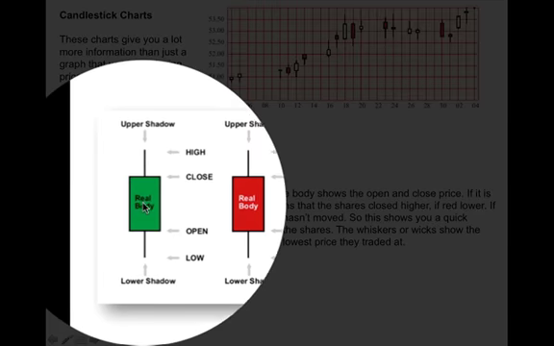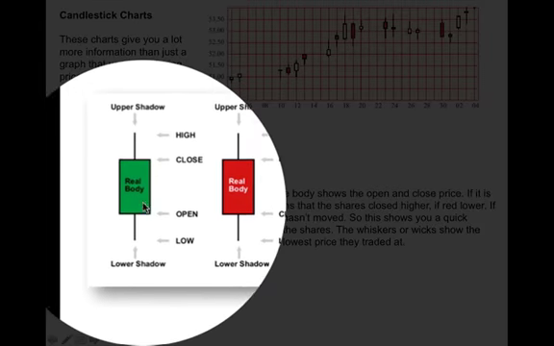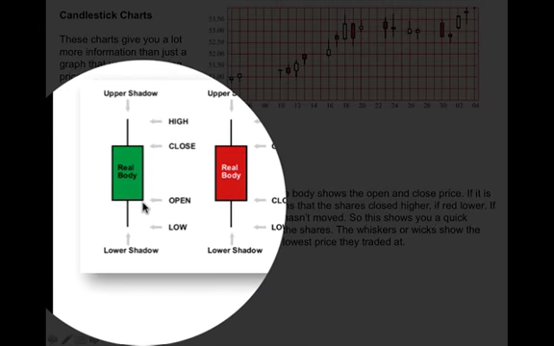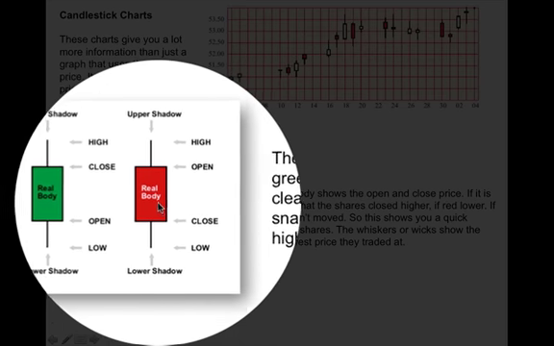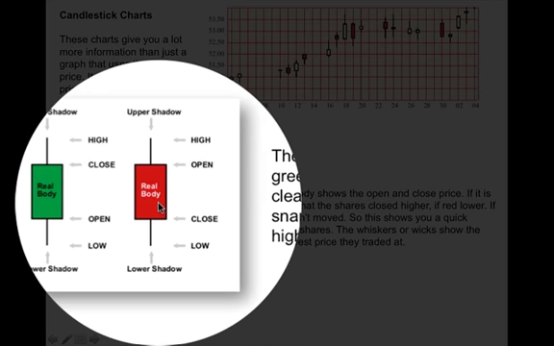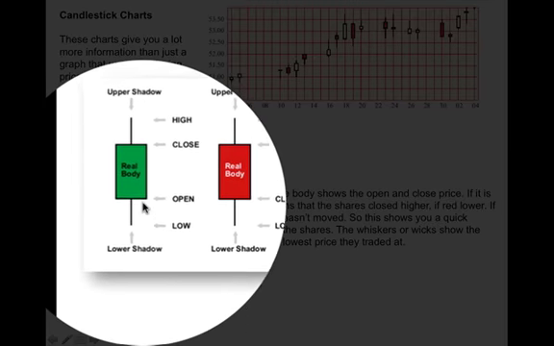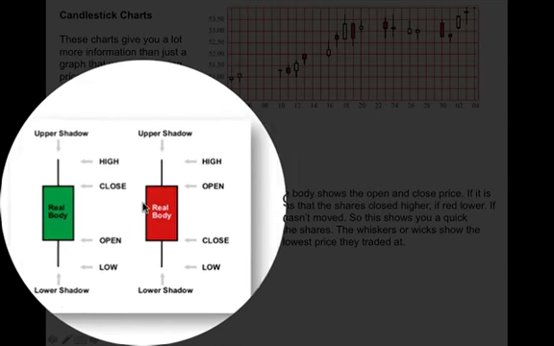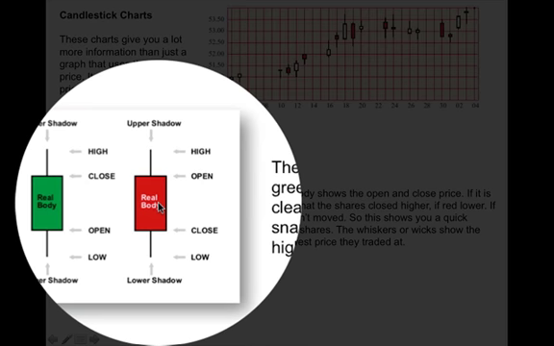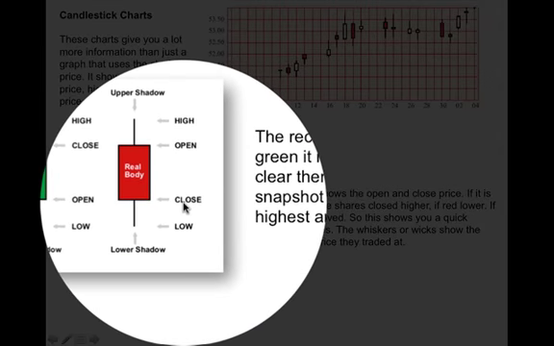So the rectangular body here is the closing price and the opening price. If it's a green box, it means they're doing a profit. If it's a red box, they've closed lower over the day. So notice that if it's a green box, the close is the price at the top there, and the opening price is at the bottom. If it's a red box, which means that they have made a loss during the day, or the shares have gone down, the opening price is at the top, the closing price is down the bottom.